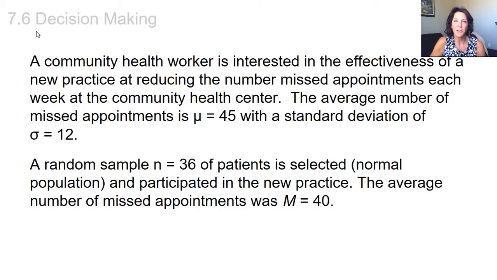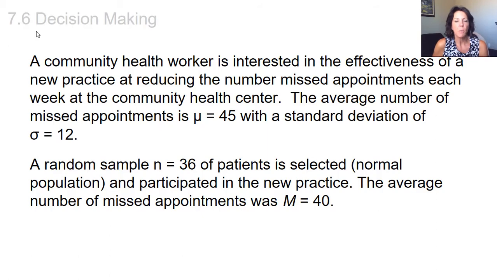So we're going to use a scenario here to work all this out, and hopefully it'll make it really clear. A community health worker is interested in the effectiveness of a new practice at reducing the number of missed appointments each week at a community health center. So we don't know what the new practice is. Maybe they practice smiling more when people walked in the health center and then they wanted to come back. I don't know. So the average number of missed appointments in history for the health center is 45 with a standard deviation of 12. So this is what we call the population. The population is all the scores, all the average mean missed appointments to date. Mean of 45 and a standard deviation of 12.